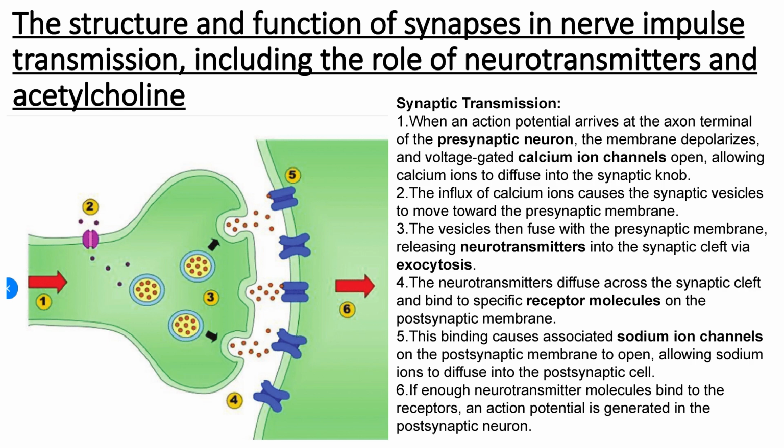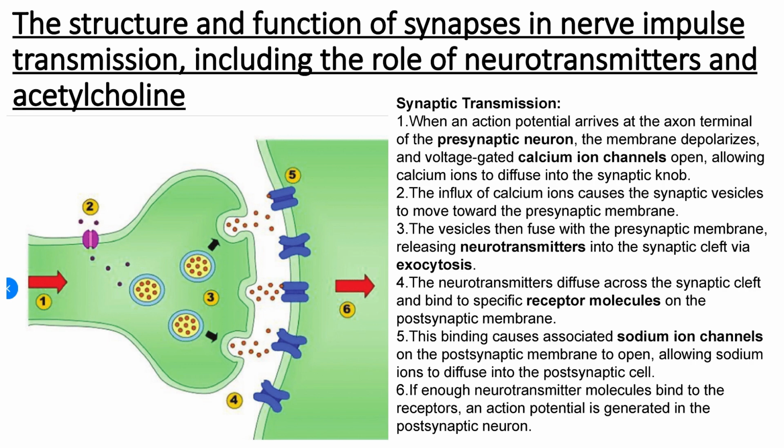Please try to hold on to this image while I walk you through the processes of nerve impulse transmission along the synapse. Firstly, when an action potential arrives at the axon terminal of the presynaptic neuron, the membrane depolarizes and voltage-gated calcium ion channels open, allowing calcium ions to diffuse into the synaptic knob. The influx of calcium ions causes the synaptic vesicles to move towards the presynaptic membrane.